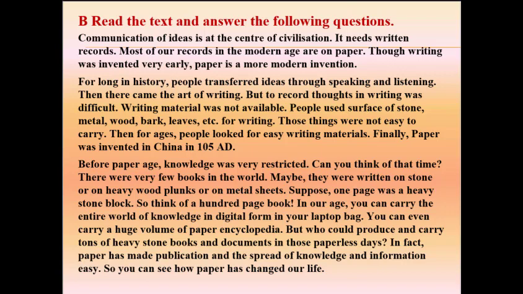People used the surface of a stone, metal. At the time, people used, meaning utilized, made use of, the surface of a stone. Surface of a stone means the outside of a stone, and metals, solid materials, and wood, meaning the hard substance of a tree. We can say timber. Bark means the hard outer covering of a tree. For writing, people utilized the outside of a stone, solid materials, timber, bark, leaves, and so on.